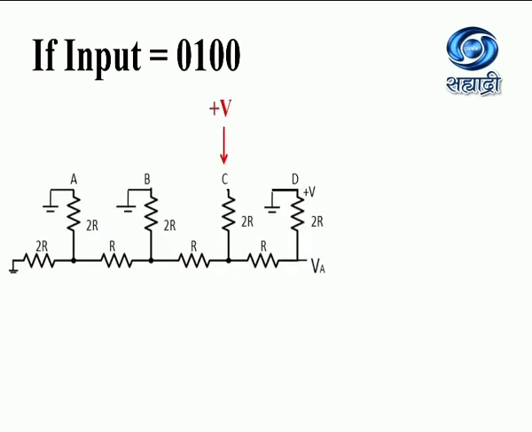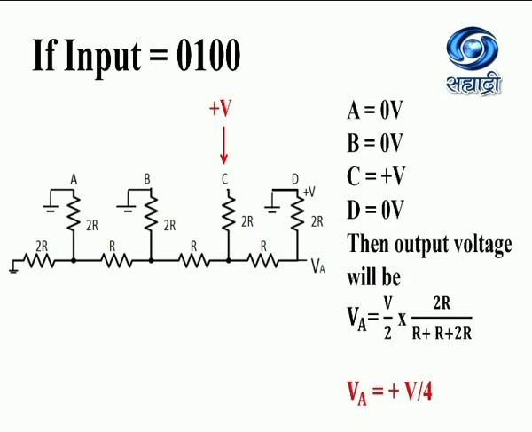Second condition, if input is 0 1 0 0, that is the positional weight of C is 1. So plus V is applied to the C bit, and D, B, A are connected to the ground, that is at logic 0. So here A is 0 volt, B is 0 volt, C is now plus V and D is 0 volt. Then we will get VA is equal to V by 2, that is applied voltage at the 2R position of the C bit, because at D the applied voltage is 0.